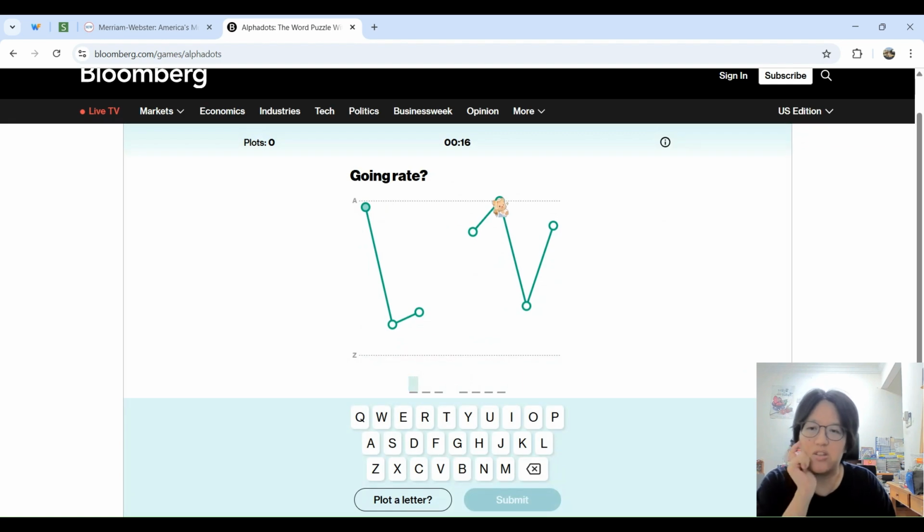Maybe I won't plot because I think they take note of how many plots I go. So this one has to be B. B something, right? Don't know what that is. If it's a vowel, I suppose it could be a U. Going rate. Bus. It can't be stop because that one is A. Something. Well, let's just put X for now.